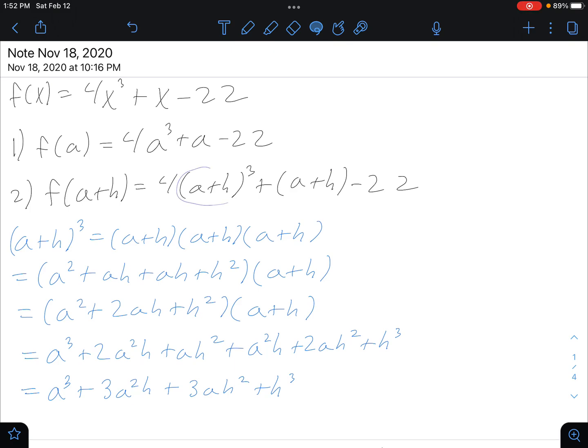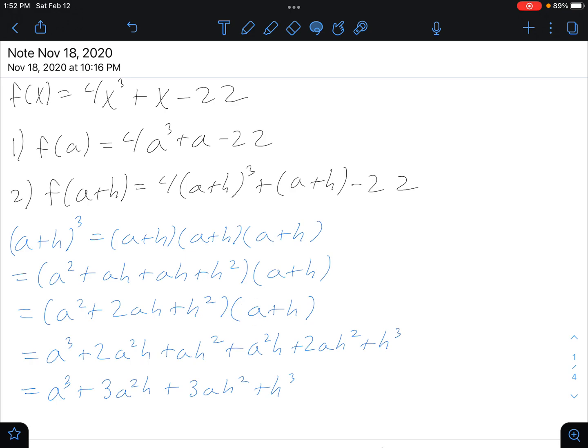Let's look at a plus h to the third power. Remember with binomials, you're not going to distribute the third power into here. You're going to follow the rules of exponents, multiplying something by itself. So a plus h to the third power has to get expanded. What I did first was expand a plus h to the second power through FOIL, or double distribution. Combine like terms, ah plus ah is 2ah. So we get a squared plus 2ah plus h squared.